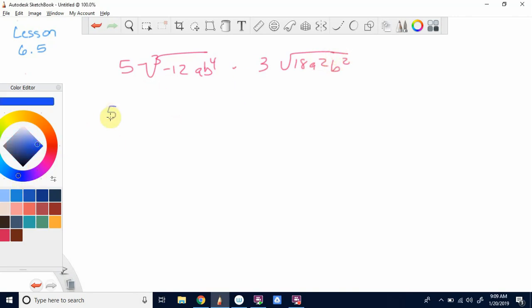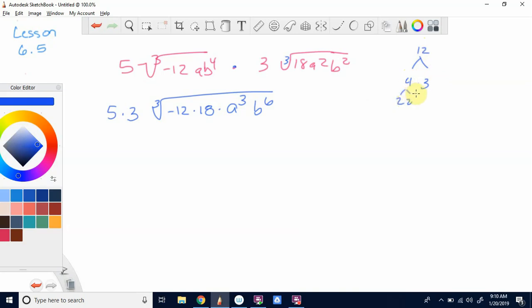Okay, so I'm going to rewrite this to say 5 times 3. I do have the same index, so guess what? I can put these all under the same radical. So negative 12 times 18 times a squared is a cubed. b to the 4th times b squared is b to the 6th. So you should know that 12 is 4 and 3.